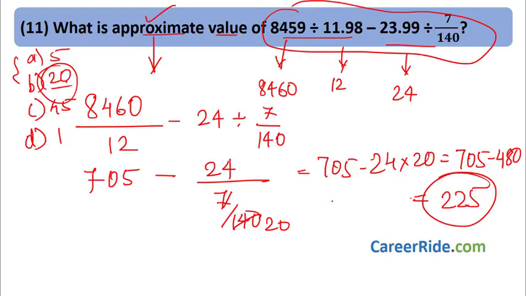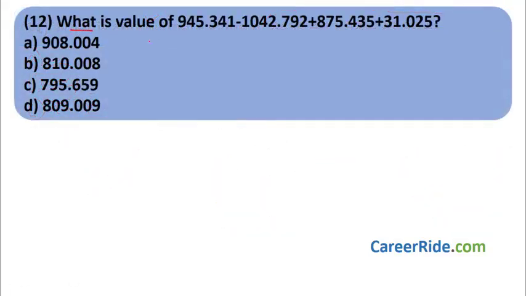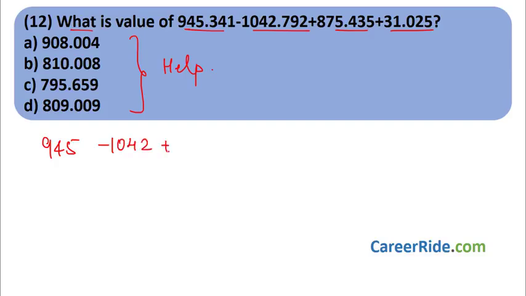Moving to question number 12. What is the value of 945.341 minus 1042.792 plus 875.435 plus 31.025, and there are 4 options given. Again here we will see how options help us. Okay, let us consider the numbers before the decimal point: 945 minus 1042 plus 875 plus 31.